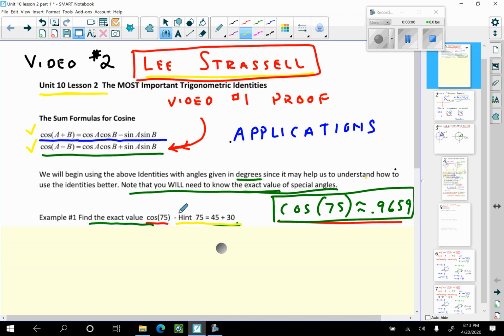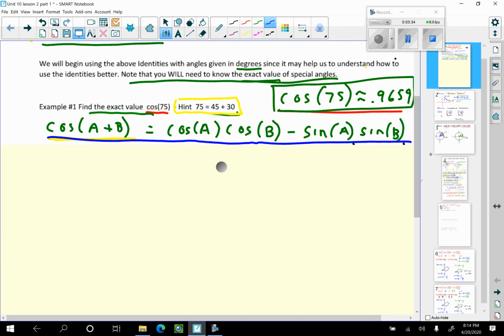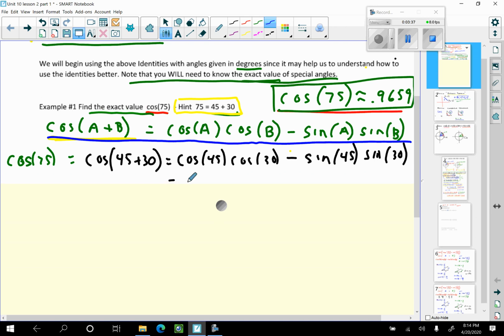The first thing I want you to realize is that 75 is 45 plus 30. True or false? So therefore, 75 is 45 plus 30. I'm going to use the sum formula for cosine. And this particular formula just comes from up here. It's the blue one. Cosine of A plus B is the cosine of A, cosine of B minus sine of A, sine of B. All right. And I'm going to write cosine of 75 as the cosine of 45 plus 30.